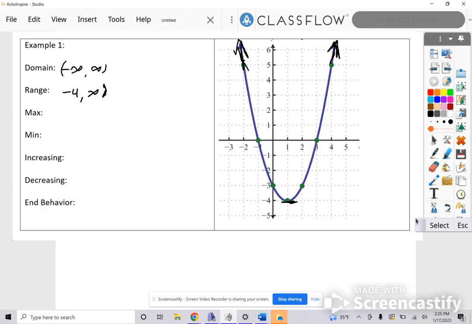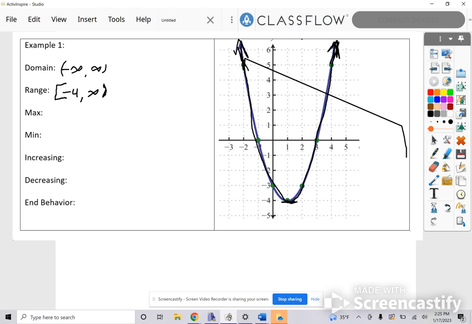Up until this point, you've seen on pretty much every graph you've worked with that we've done parentheses for pretty much everything. But if I think about this for a second, this graph comes down, it gets to -4, it actually touches it, and then it starts going up again. Meaning, I do want to include it. So I'm going to put a bracket here.